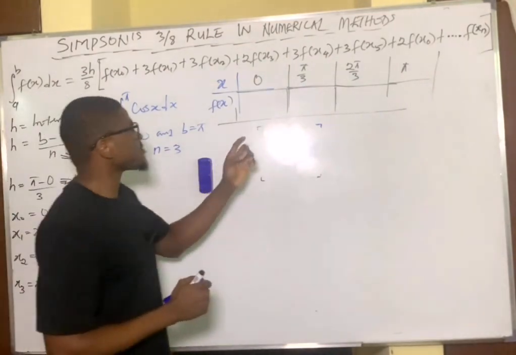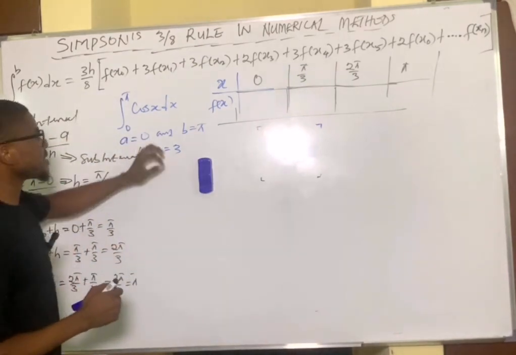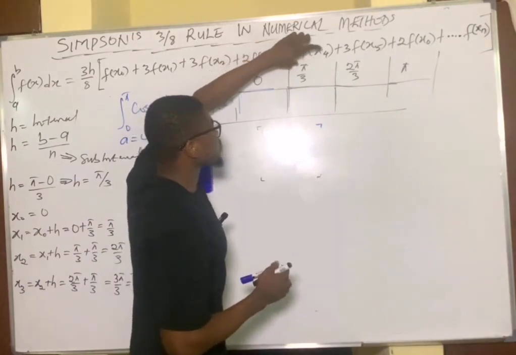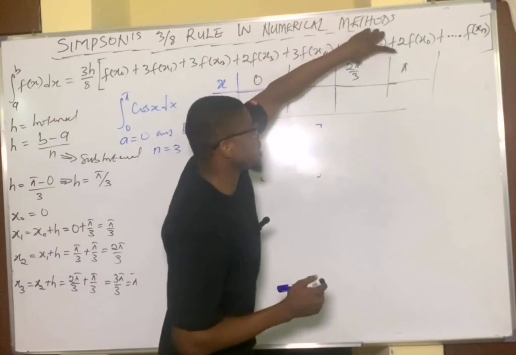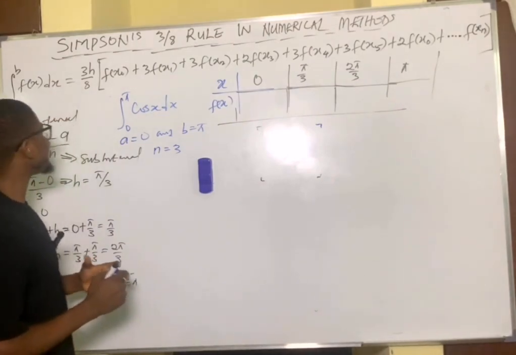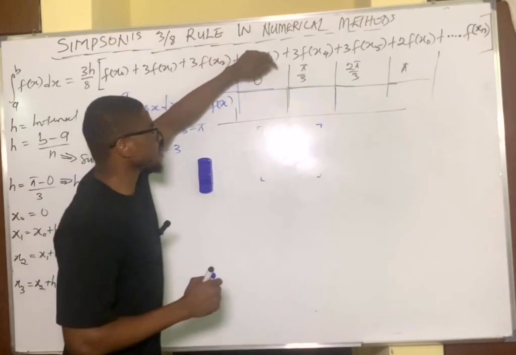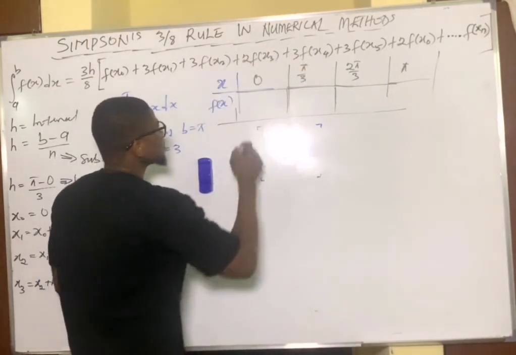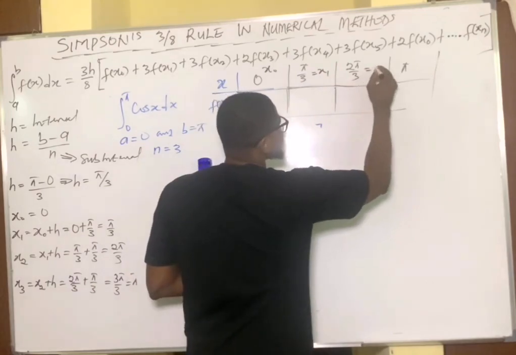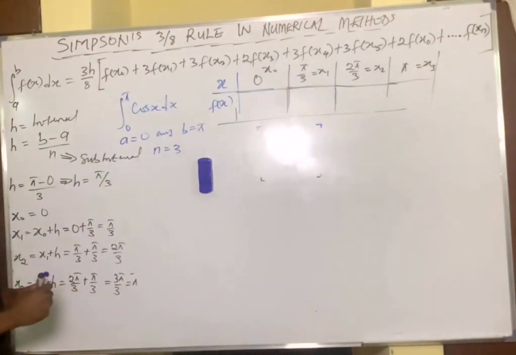So you see, this interval, with n equal to 3, has been split into 3 places, right? The first, x0 to x1, is the first interval. Then x1 to x2 is the second interval. Then x2 to x3 is the third interval. The next thing we need to do is to find the value of the function cos x dx at each of these points. This is x0, this is x1, this is x2, and this is x3. So we simply find the value of the function at each of those points.